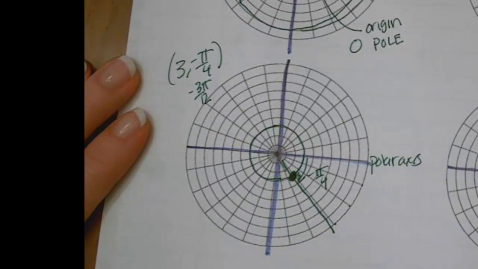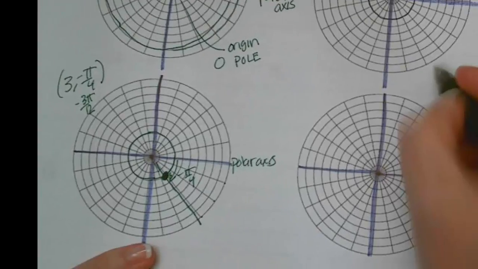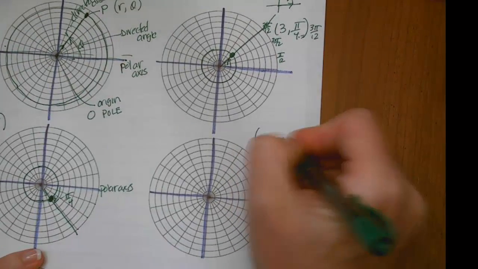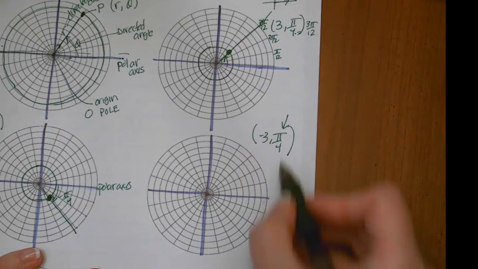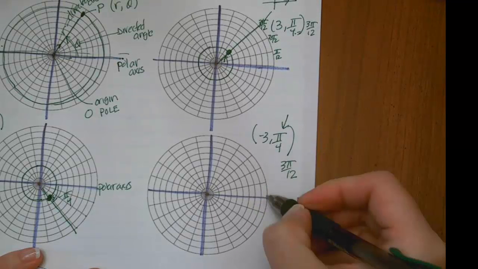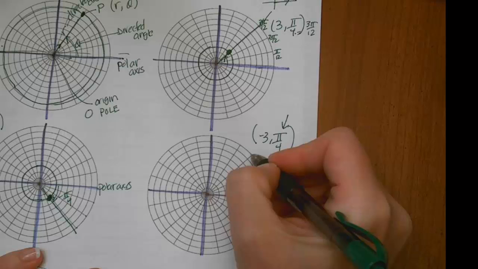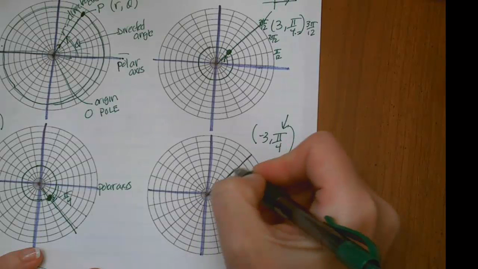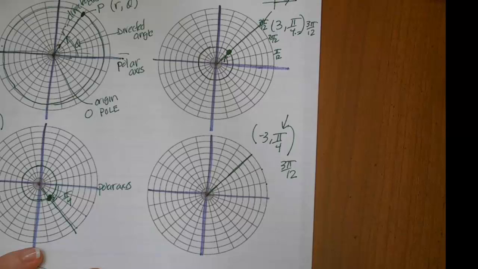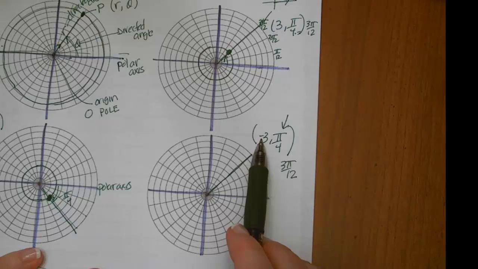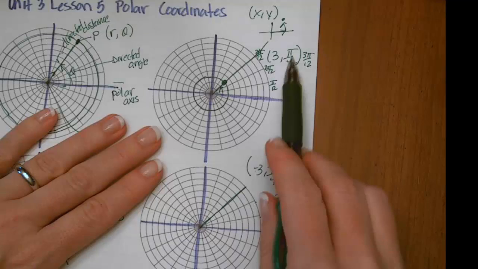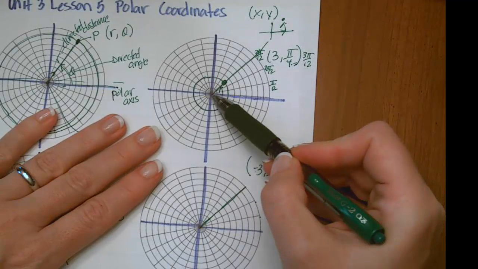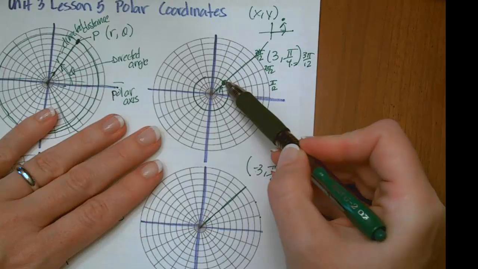Now, what we have to discuss is problems like this, where I have a negative 3, pi over 4. I'm going to discuss the angle first because we have already talked about that. Pi over 4 is 3 pi over 12. So 1 pi over 12, 2 pi over 12, this is the angle that I'm looking at. However, a negative 3 denotes direction. When I had a positive 3, pi over 4, notice how I went from the polar axis and I went a positive 1, 2, 3.